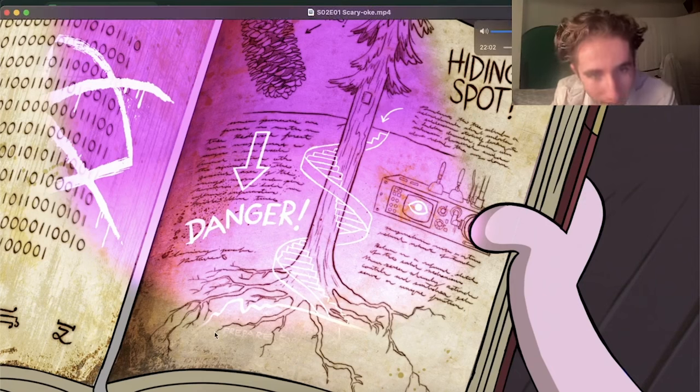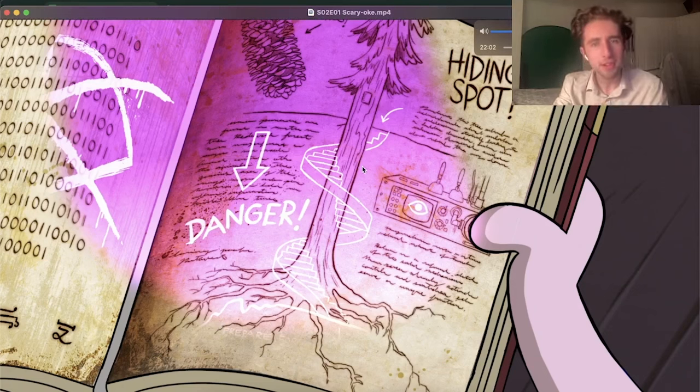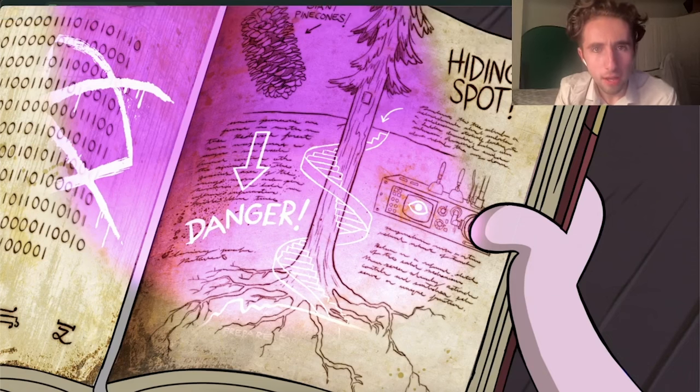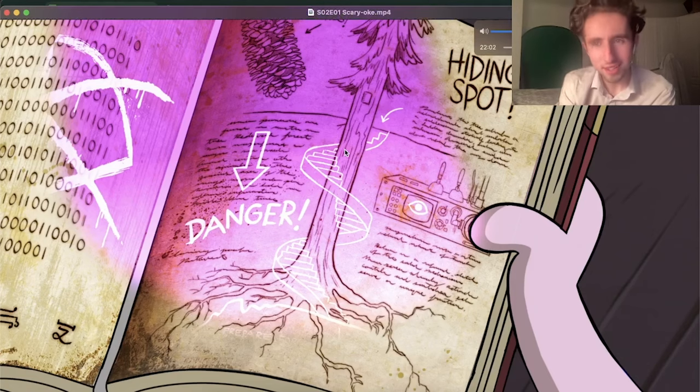We have down here, prepare for something. Danger. And then this binary is interesting. I don't know what these lines are doing. Maybe that will come up later. Giant pine cones, cool. So here's the thing, and we're going to get into this when we look into episode 2 now.